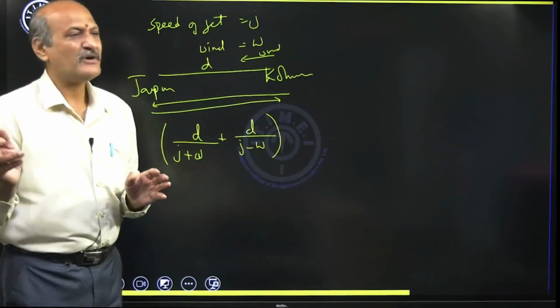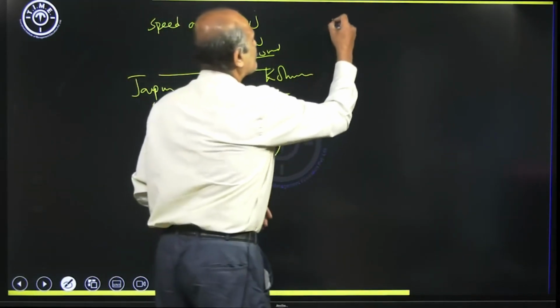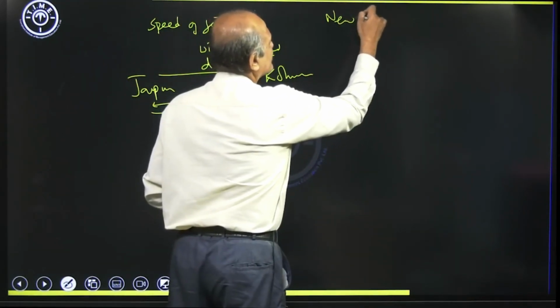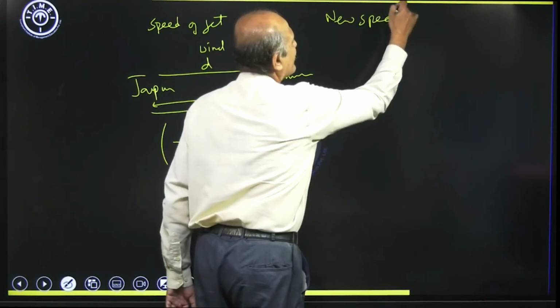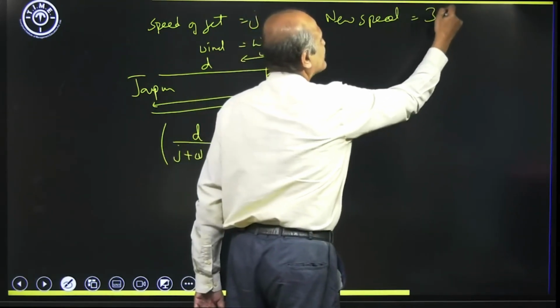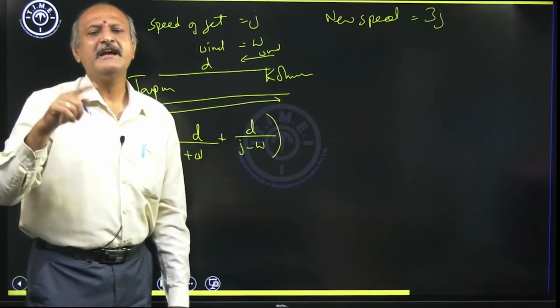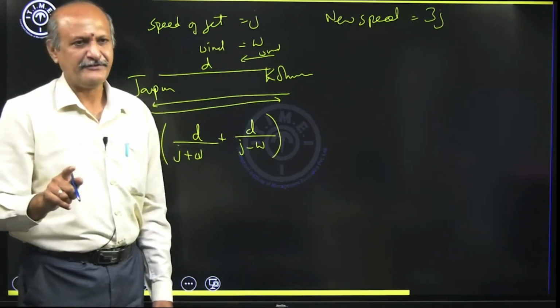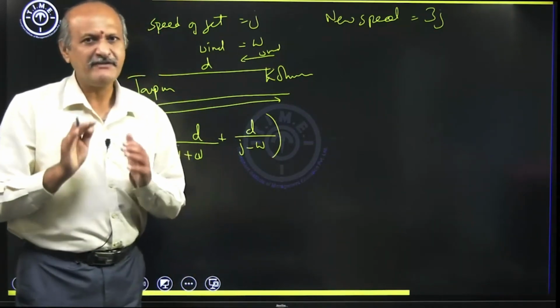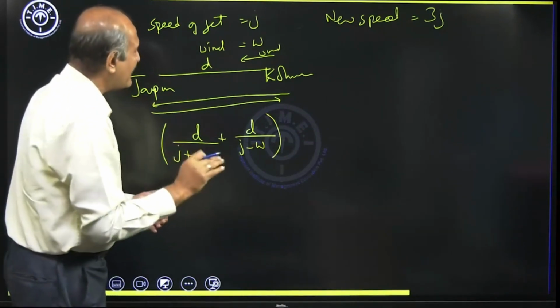Okay, increased by 200%. So hence we can tell that the new speed of the plane will be equal to 3J. If the value increases by 200%, it becomes 3 times the original value. But the wind speed will remain the same. Now, again, the same point here.